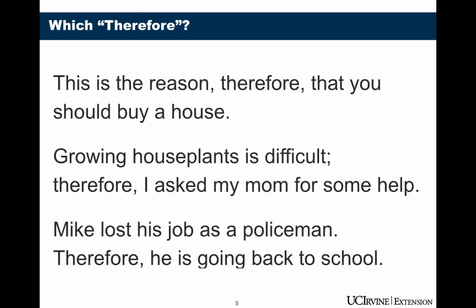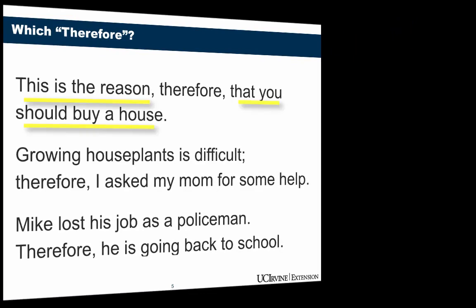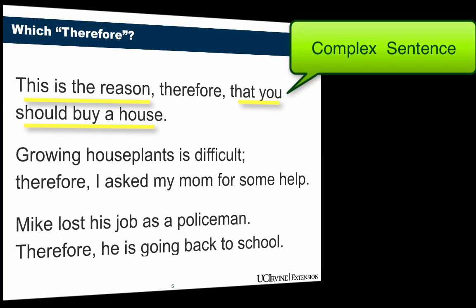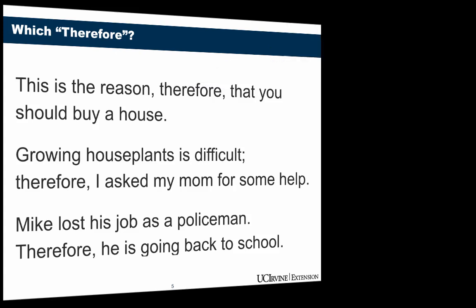Look at some more examples. All of these sentences have therefore. Can you decide how therefore is being used in each one? Look at the first one. "This is the reason that you should buy a house" is a complex sentence. Therefore is just an interrupting word, so we put commas around it.